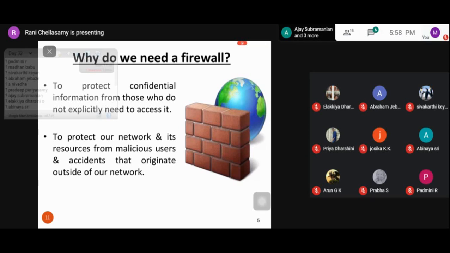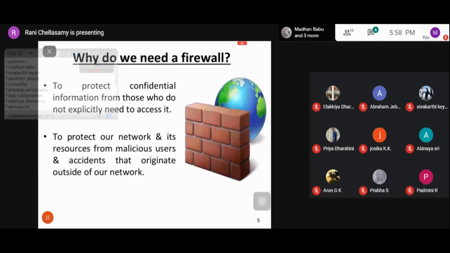The next thing is to protect our network and its resources from malicious users. Malicious means unknown or unauthorized users. The firewall will protect all those resources from unknown users that originate outside of the network. So for these two main reasons, we need a firewall.